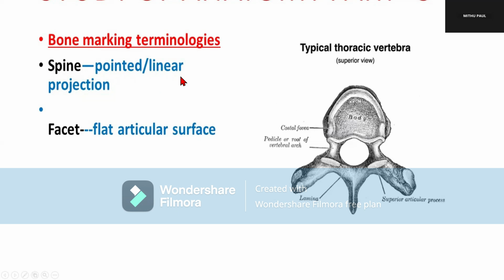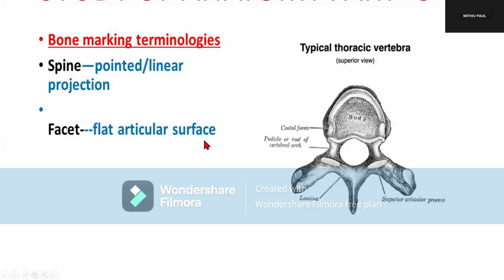Now, some other bony markings such as spine and facets, again in the form of projections. Spine is a pointed linear projection. This is an example of a thoracic vertebra, and one of the prominent linear projections is projecting onto the back. This is the spine. Two processes proceed onto the lateral side transversely. So these are the transverse processes, and the one forming the spine is the spinous process.